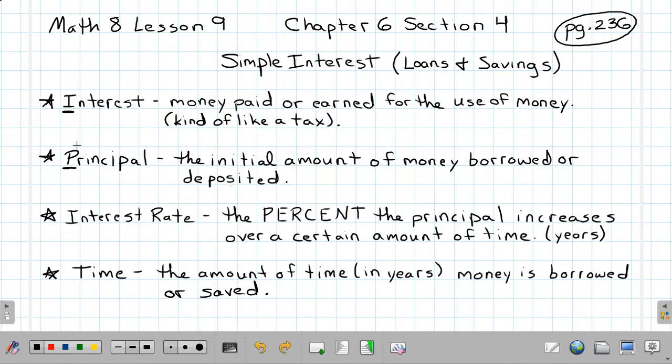So if you need to think about the word principal, think of principal as meaning like the top thing or the first thing. So it's the first or initial amount of money that you either take out for a loan or you deposit into your savings account.